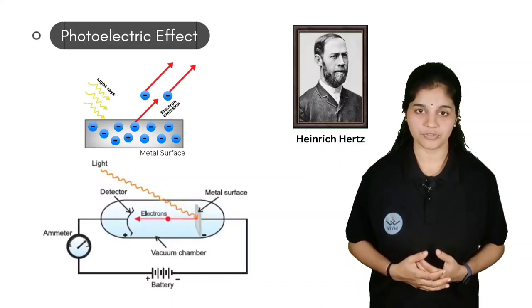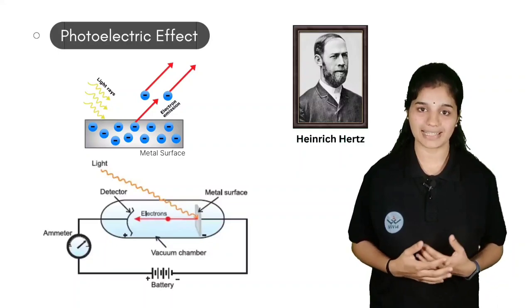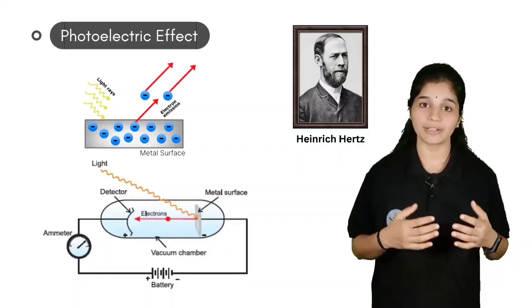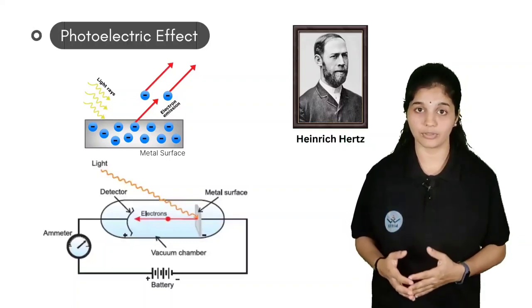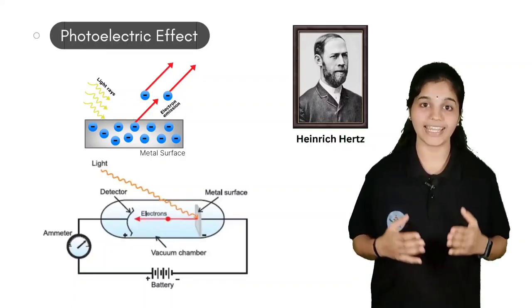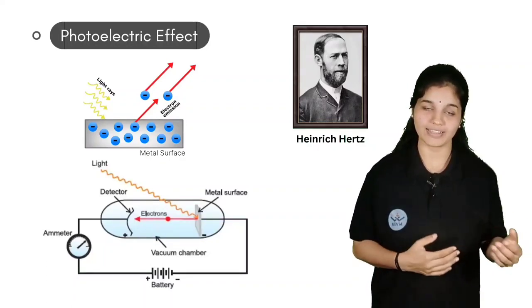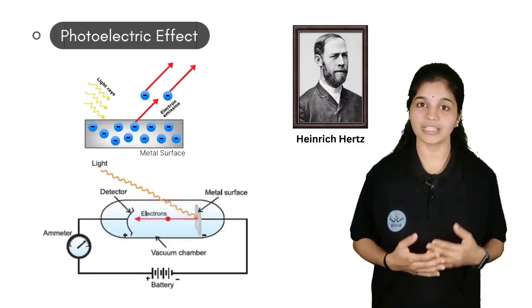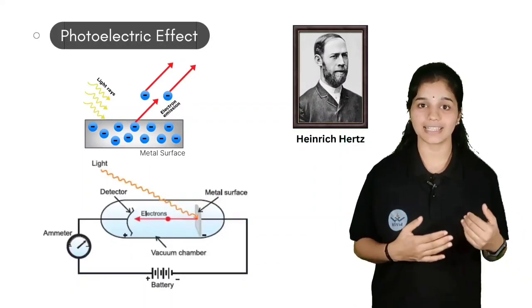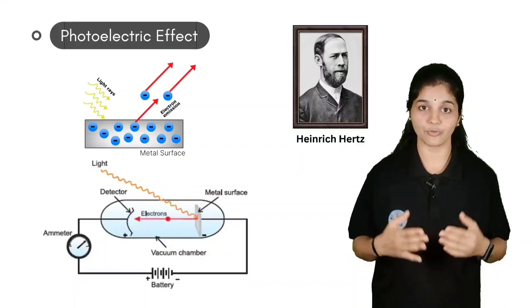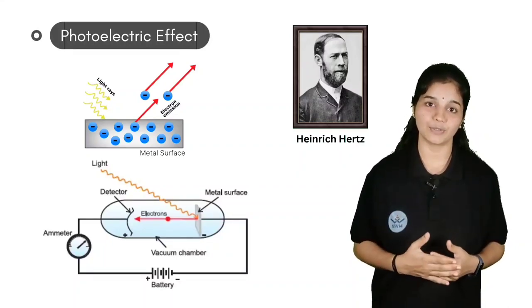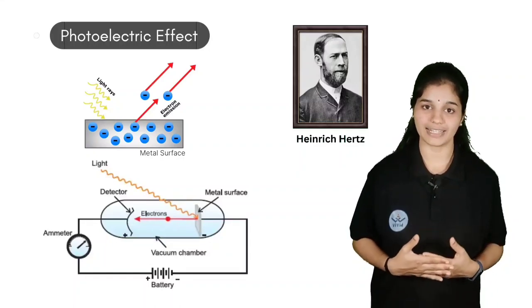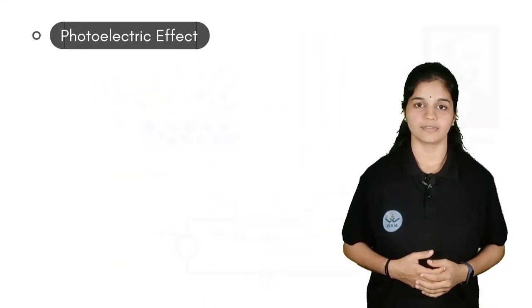These experimental observations could not be explained by classical theory. It is because according to classical theory, the kinetic energy of the ejected electron purely depends on the intensity of the light. Whereas the experimental observations showed that the kinetic energy of the ejected electron was purely dependent on the frequency. It was independent of the intensity of the light radiation that is used.